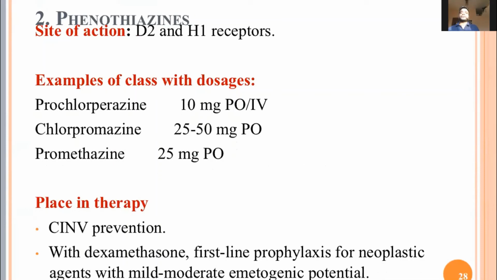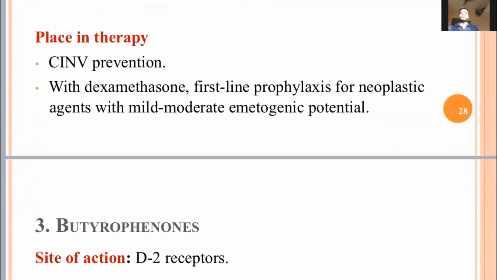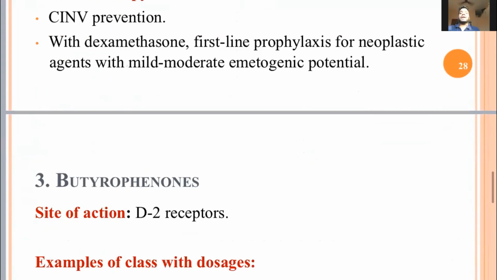The dose is 10 mg per oral or per IV for prochlorperazine. For chlorpromazine, the dose is 25 to 50 milligram per oral. For promethazine, 25 milligram per oral, or sometimes 50 milligram per oral. This again can be used with dexamethasone as first-line prophylaxis for neoplastic agents with mild to moderate emetic potential, and I already discussed what that means. Then the third class of drug we have is butyrophenone.